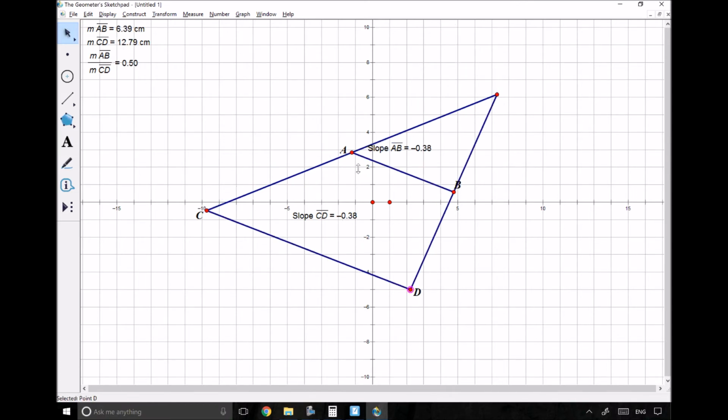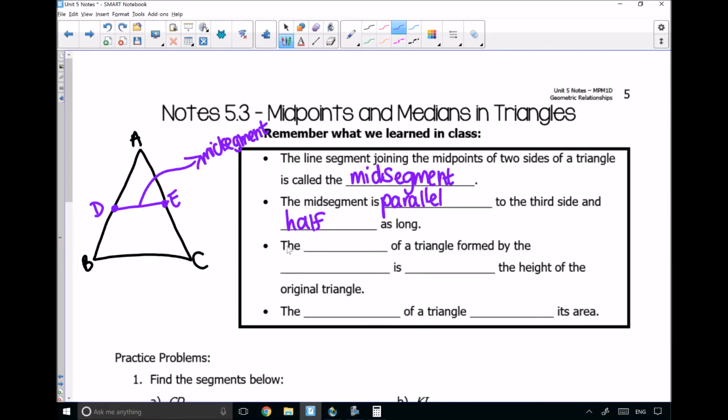So this is a little bit of a verification of what we concluded in class, and now we can see it's true using the technology. All right, the next bullet, in order to figure this out, I want to actually look at Geometer's Sketchpad first. We are looking at the height of a triangle formed by the mid-segment. So we're going to look at the height of our triangle formed by the mid-segment.